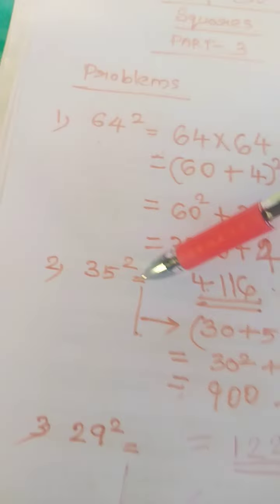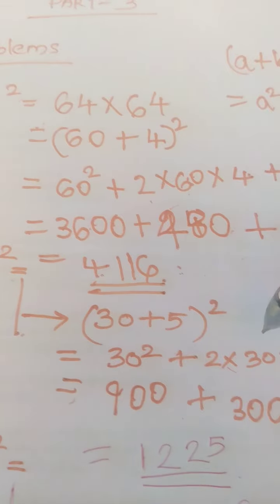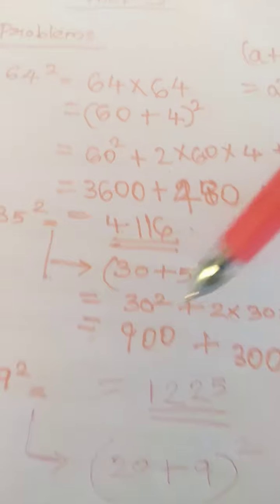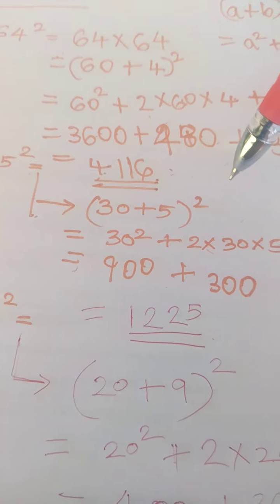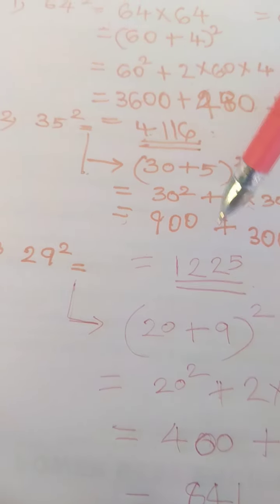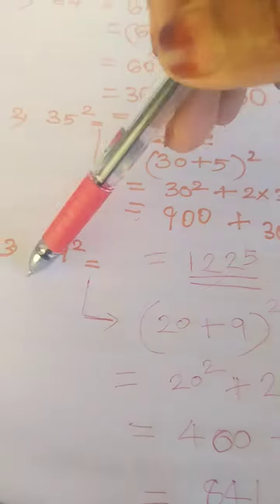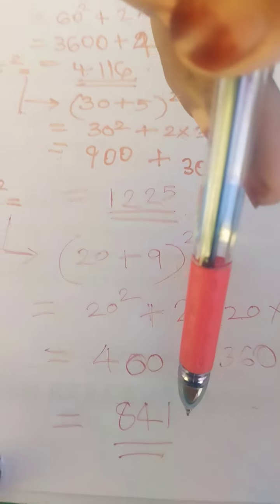4106. Then similarly 35 square we have to write 30 plus 5. The answer is all raised to square. We get 1225. 29 square answer 841.